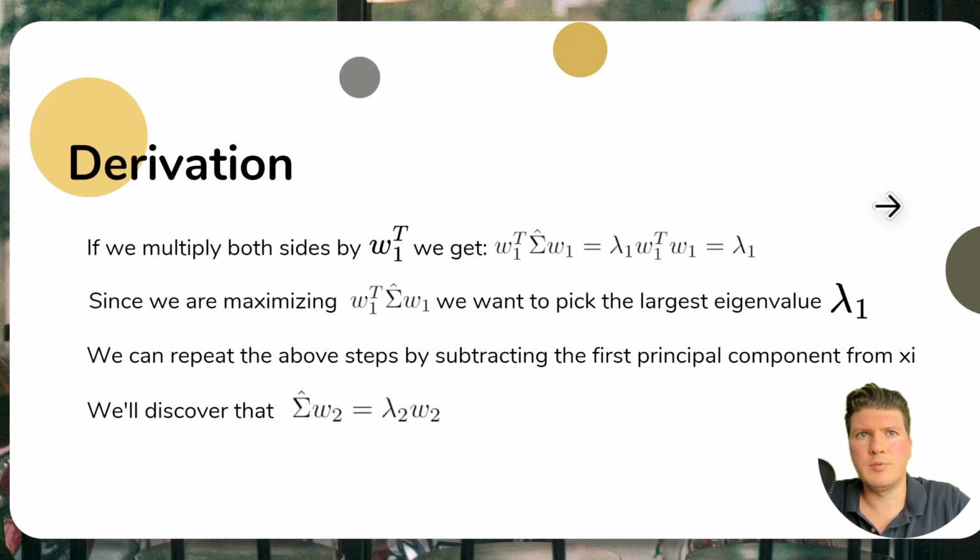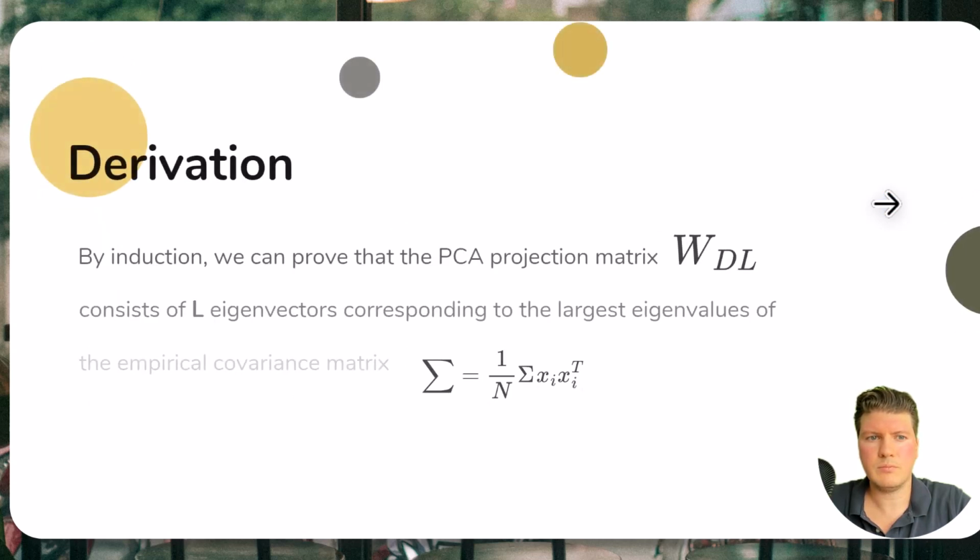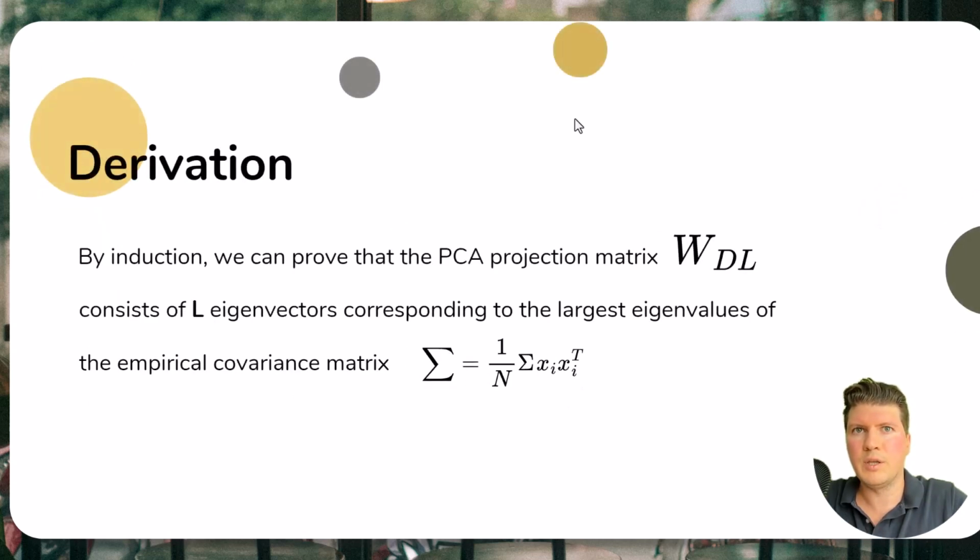We can repeat this process by subtracting the first principal component W1 from our data vector xi, and we'll discover that sigma W2 is equal to lambda 2 W2 and so on. We can use induction to prove the general result that the PCA projection matrix W consists of l eigenvectors corresponding to the largest eigenvalues of the empirical covariance matrix.